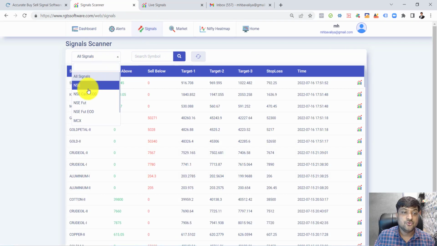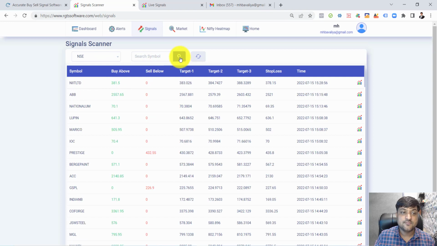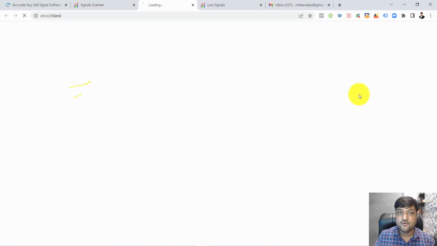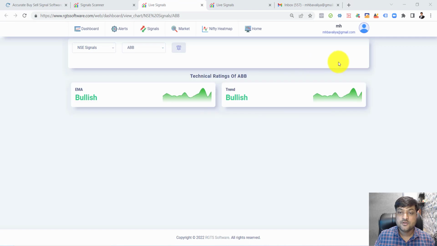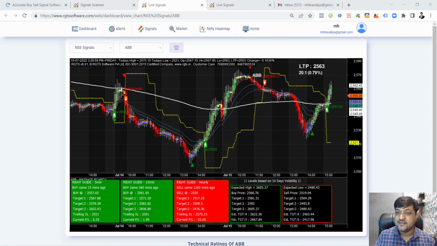Okay, so there is NSC, just a minute. This is the last signal, as well as ABB. So let me take ABB. Okay, so this is the buy signal, right?